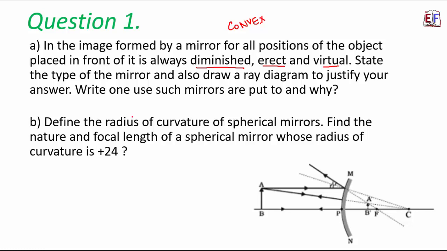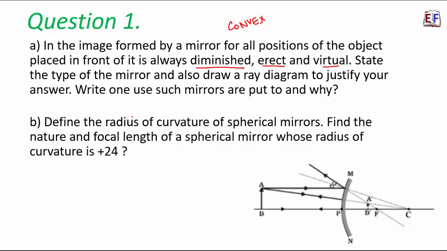Write one use of such mirror and why. So convex mirror is used in the rear view mirrors in cars. Why? Because these mirrors give a wider view of a particular place, right? So wherever we need a wider view, for example, when a person is driving the car, with the rear view mirror he wants to get the entire picture of the traffic behind his car, right? So therefore he needs diminished images, right?